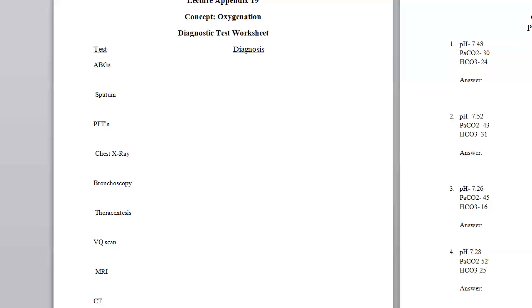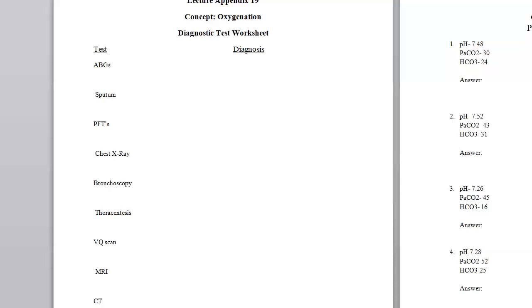Usually we don't like to drain any more than 1,000 mLs because we're worried about mediastinal shifts, but we do see some patients who have copious amounts of fluid that really need as much drained as possible to help relieve a lot of their respiratory distress.